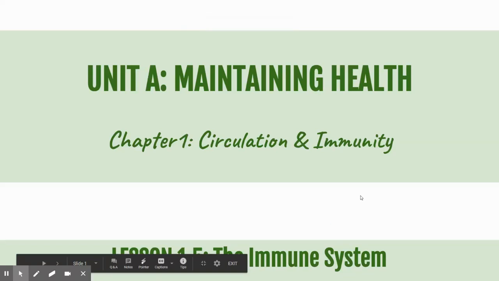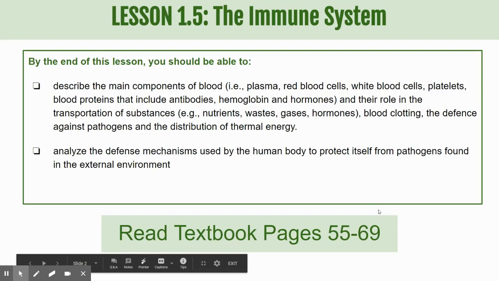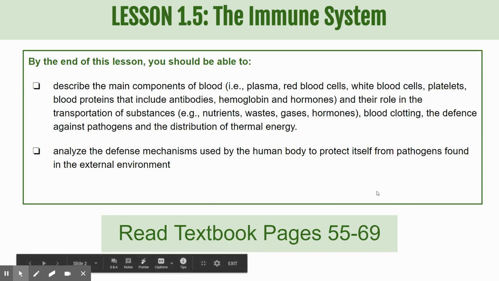Hello, welcome. This is the final lesson in Chapter 1 of Unit A on circulation and immunity, and this lesson is our lesson on the immune system. By the end of this lesson, you should be able to describe the main components of blood. Specifically, right now, we're looking at the defense against pathogens in this part of the outcome. And then we're going to analyze the defense mechanisms used by the human body to protect itself from pathogens found in the external environment. This is also all covered on pages 55 to 69, so make sure you review those pages in your textbook.